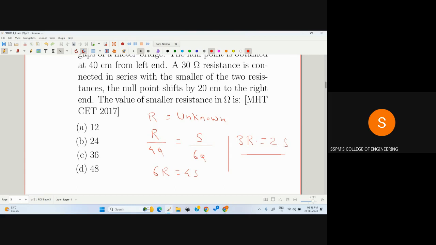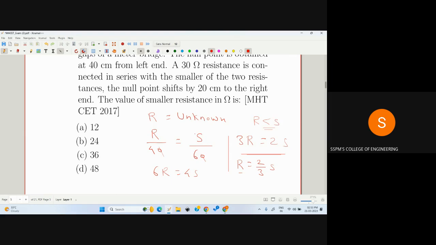R must be smaller. Are you getting? So R is equal to what? R is equal to 2 divided by 3 into S, where 2 by 3 is less than 1. So R must be smaller and S is greater. So with the help of this condition, we can say R is less than S.